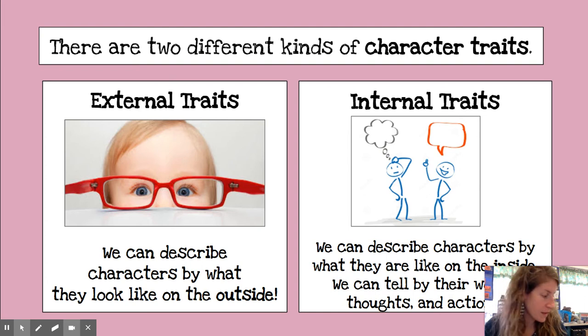So there's two different kinds of character traits. There's external traits, and that means that you can describe characters by what they look like on the outside, and you use your two eyes to see. Okay, so you could see I have brown hair, a thin face, hazel eyes. You can all see that about me. Those are my external traits.